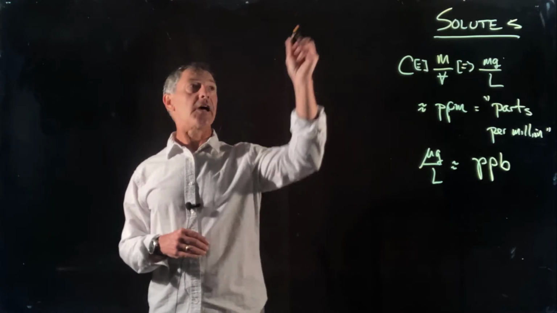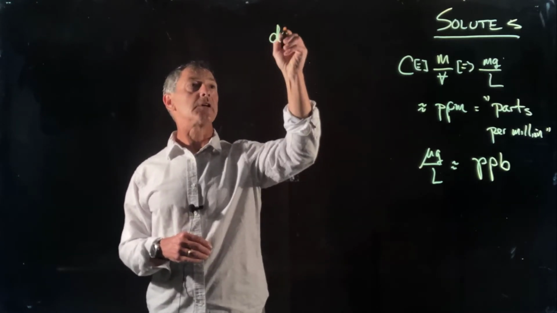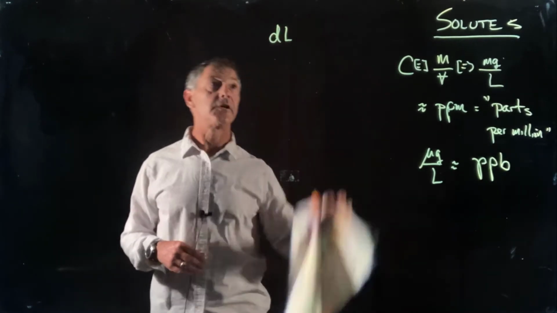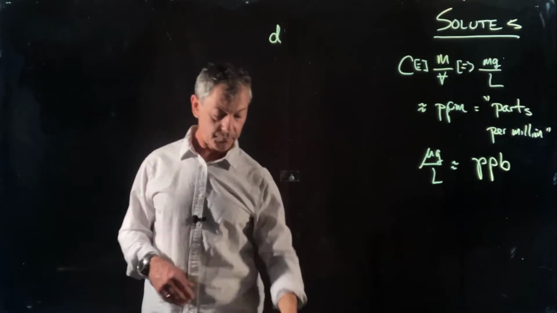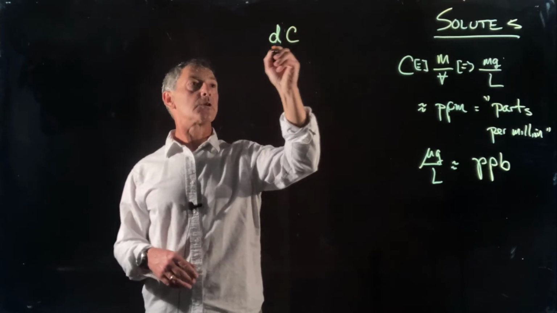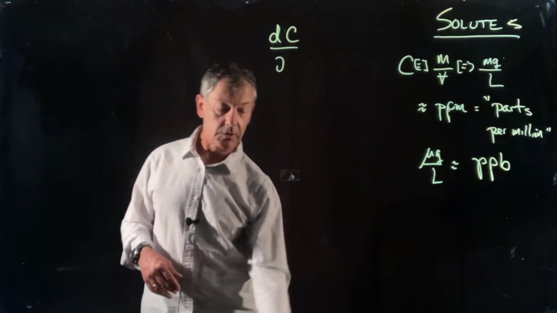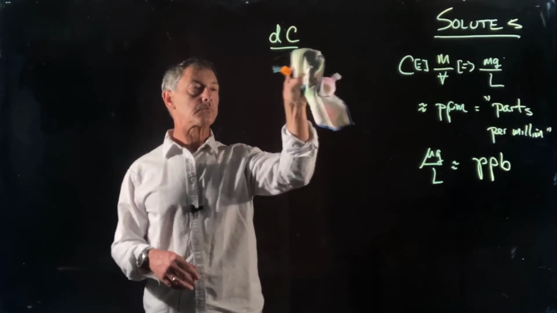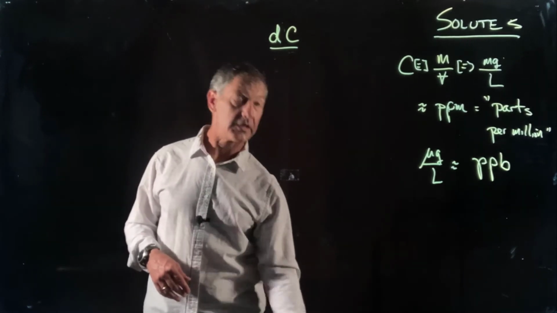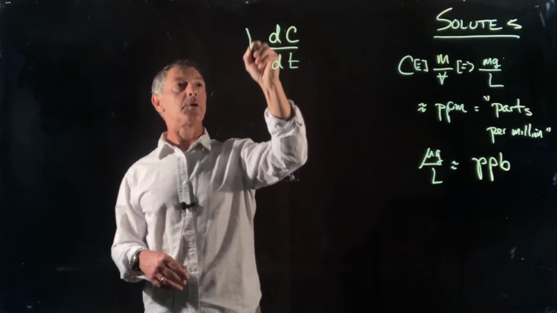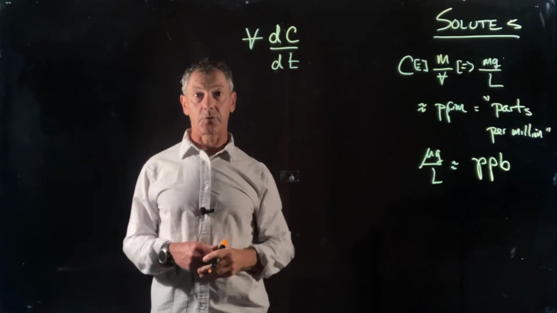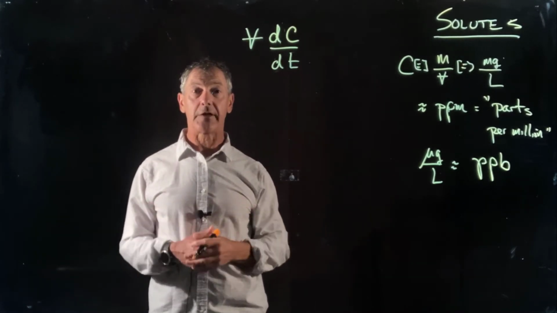So on the left-hand side, we have the change in storage with respect to time, as we always have. But this time, rather than looking at the change in storage of, say, water volume, we're looking at the change in storage of the concentration with respect to time. So we have the derivative of C with respect to time, and I'm going to multiply that times the control volume. Remember, we do this balance on a control volume.